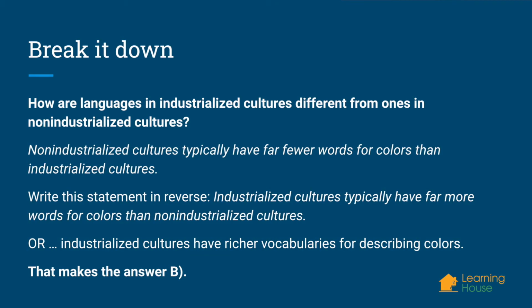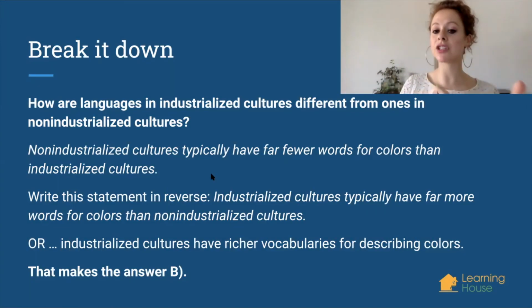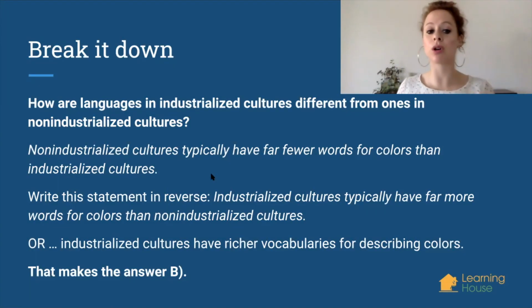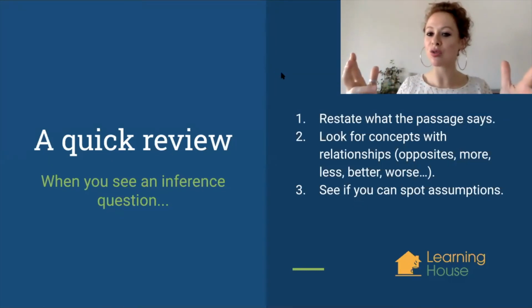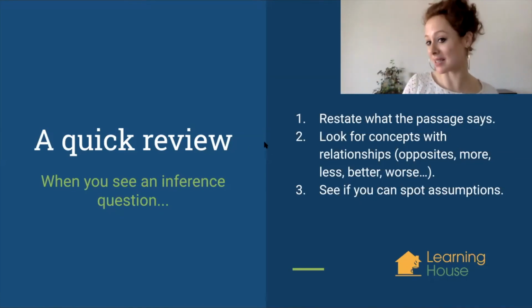How are languages in industrialized cultures different from those in non-industrialized cultures? We know that non-industrialized cultures have fewer words for colors. Now flip it. Industrialized cultures have more words for colors than non-industrialized cultures. This question type is easier to answer because we are just looking for the relationship, and then we can choose the right answer. Quick review, remember, restate what the passage says, put the question in your own words, look for concepts with relationships, and then see if you can spot assumptions.